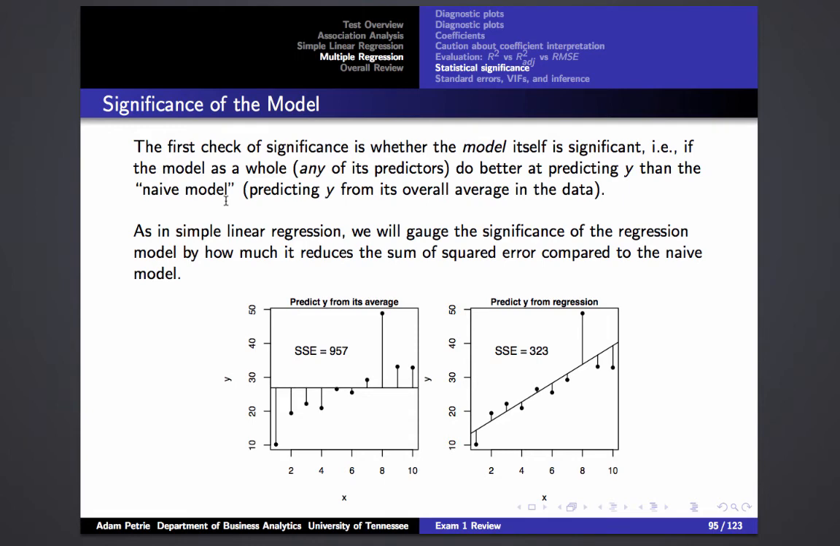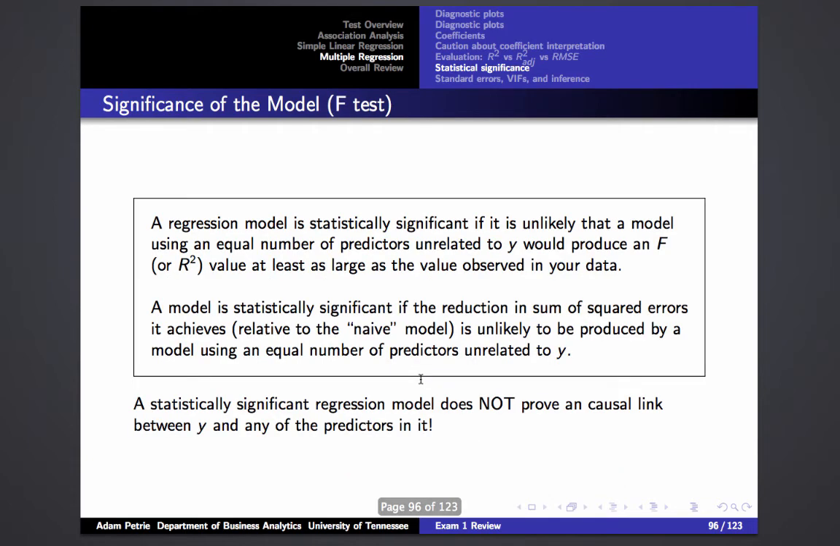Okay, what about significance in multiple regression? Well, the significance of the model is the exact same thing as the significance in simple linear regression. Does the model predict y any better than the naive model? We know that a model even full of random, unrelated predictors is always going to give a sum of squared error reduction compared to the naive model. The question becomes, is that reduction in the sum of squared errors statistically significant? We can get the p-value the exact same way.